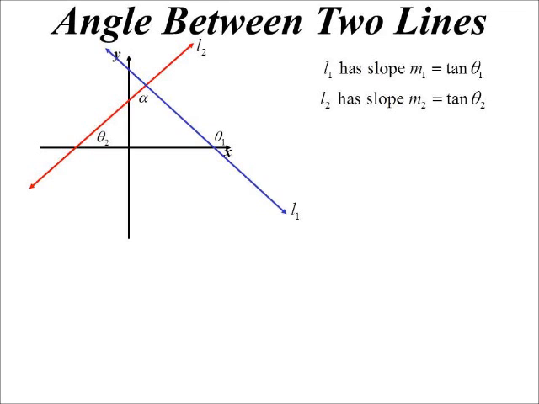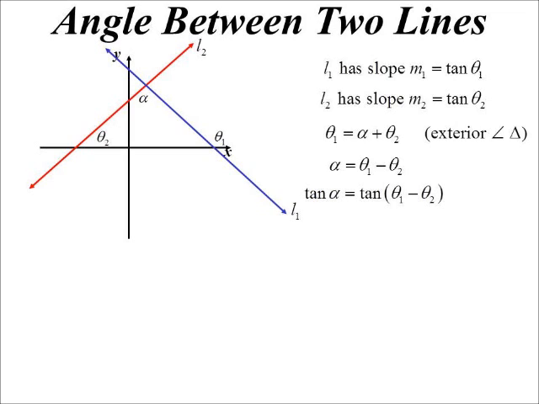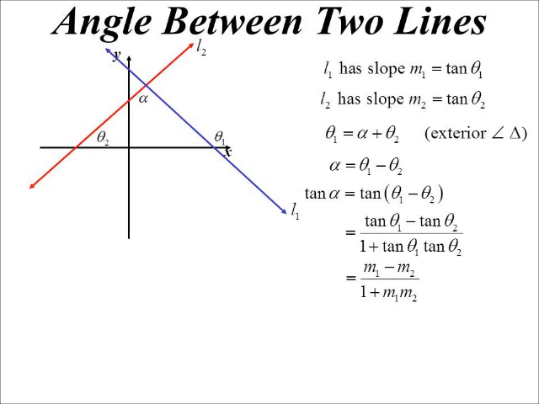The exterior angle of a triangle tells me that theta 1 would be alpha plus theta 2. So if I rearrange that, I want to find what theta 1 minus theta 2 is. So if I take the tan of both sides, it'll be the tan of theta 1 minus theta 2. But we now have a formula that allows us to expand that out. This one will be tan minus tan on 1 plus tan. But I can now substitute back in the slopes, because we said slope 1 was tan theta 1 and slope 2 was tan theta 2. So I get slope 1 minus slope 2 over 1 plus slope 1, slope 2.